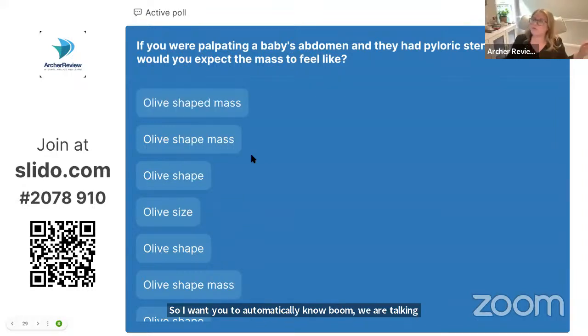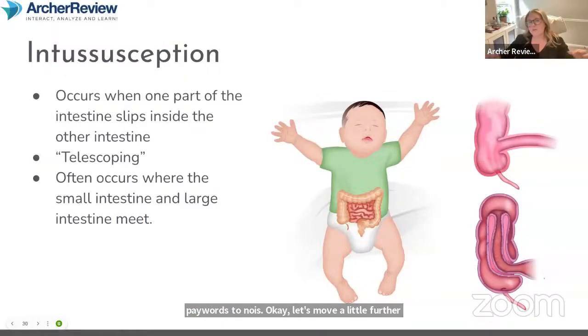Okay, let's move a little further down, back to those intestines, right where the small and large intestine combine, or where they meet. And usually they should be like this, where the small intestine just flows right into the large intestine. But one thing can happen where the small intestine pushes its way into that big intestine, like this, and they kind of double up or telescope on top of each other. That's called intussusception. And this is the first thing we are talking about that's not a congenital anomaly.